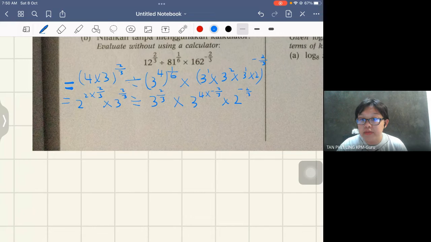Everybody is okay with this step? Can I see thumbs up so far? Okay, everybody is following. Nurin, boleh ikut kan? Okay, good. All right. Yes, good.